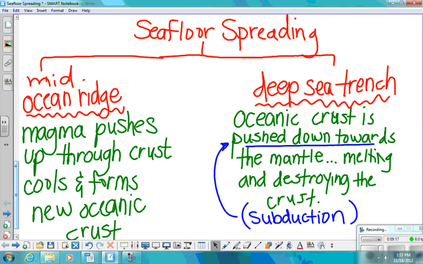And then eventually that crust reaches the deep sea trenches, and that's where an oceanic plate or crust meets up with continental crust. And the ocean crust will always sink because it's more dense, and we call that a subduction zone. So ocean crust is pushed down toward the mantle, melting and destroying the crust, and that's what we call subduction. And it happens at a subduction zone.